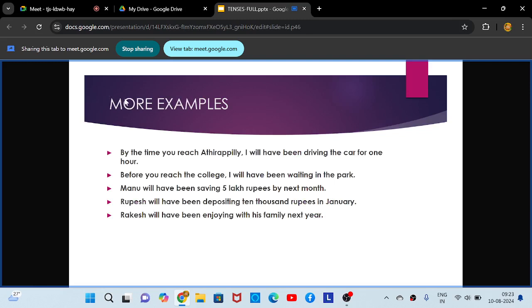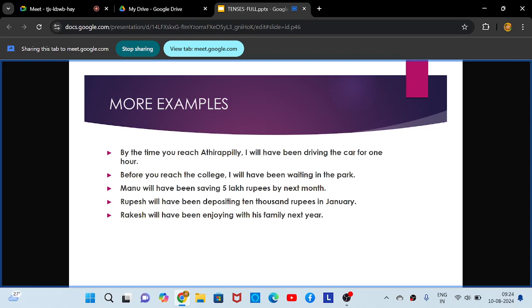By the time you reach Adirapalli Falls, I will have been driving the car for 1 hour. So here I started driving the car. I'm still driving, and by the time I reach Adirapalli, I will have been driving for 1 hour. It means that even after that I may continue driving. Who knows? Even after reaching Adirapalli, I may continue. Adirapalli is a famous waterfalls in Kerala. So I will have been driving the car for 1 hour by the time I reach Adirapalli.